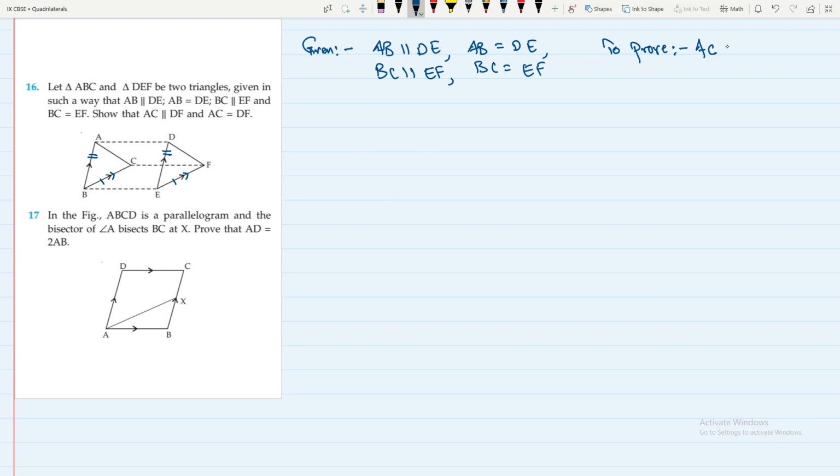To prove: AC is parallel to DF and AC is equal to DF. Correct? Okay, great.